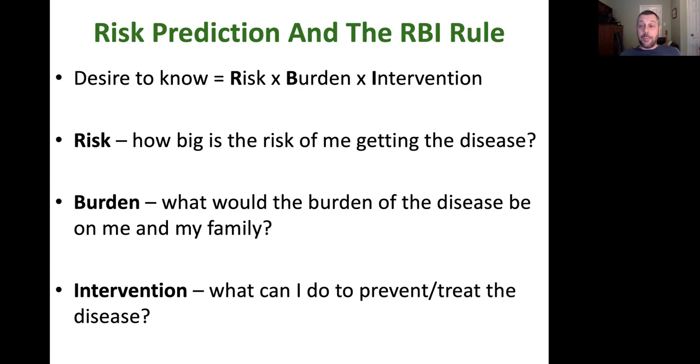Burden is how bad is the disease? Is it something like Alzheimer's disease, which has a very high burden for both you and your family? Or is the disease more like, you know, tennis elbow or something? Not a very high burden for you and your family. Last but not least, intervention. Is there anything I can do to help myself either not get the disease or intervene if I do get the disease? So again, Alzheimer's right now at least has 0 intervention, basically.